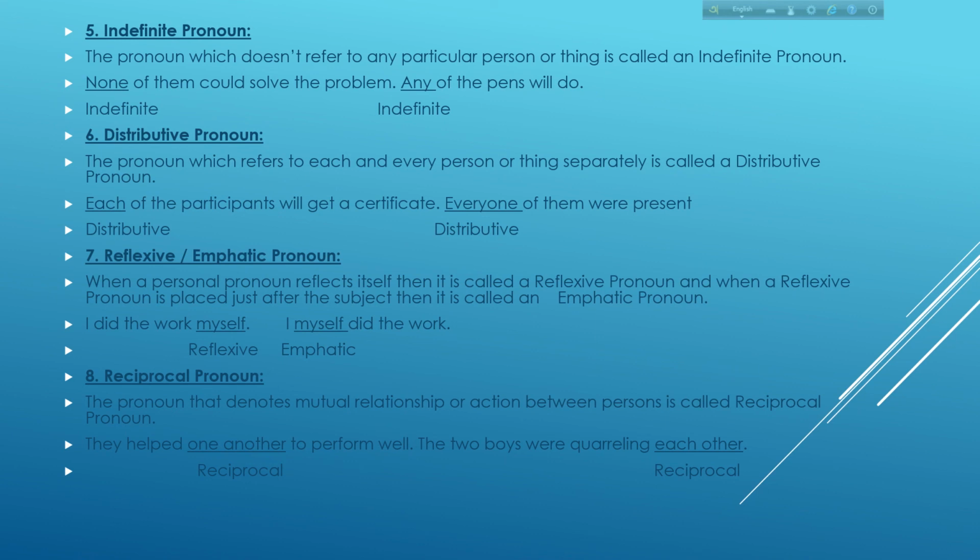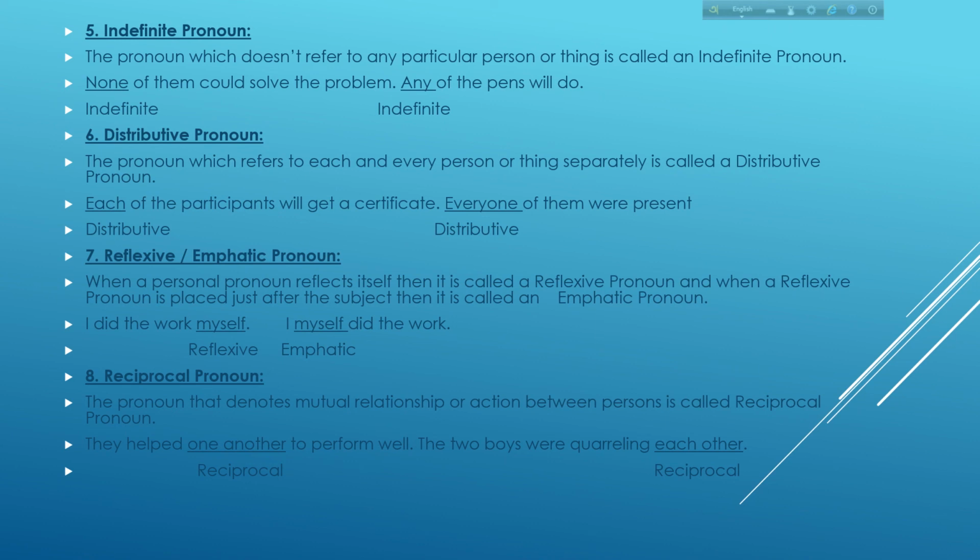Distributive pronoun. The pronoun which refers to each and every person or thing separately is called a distributive pronoun. Here, each of the participants will get a certificate. Here, each and every one of them was present. Each and every one are distributive pronouns.